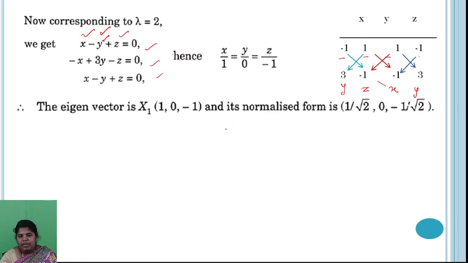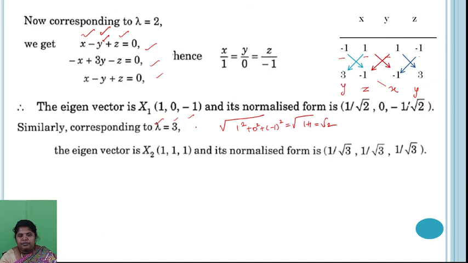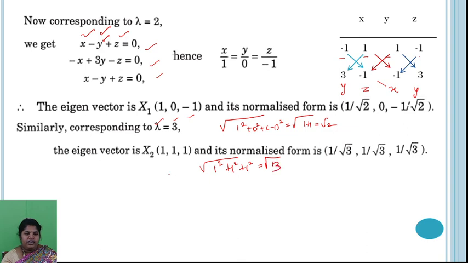To write it in the normalized form, we take the square root of 1 square plus 0 square plus minus 1 square, which is root of 1 plus 1, root 2. So divide by root 2 in each and every term of the eigenvector. We get 1 by root 2, 0 by root 2, minus 1 by root 2. Similarly, corresponding to lambda equal to 3, the eigenvector is 1, 1, 1, and for its normalized form we divide by the root of 1 square plus 1 square plus 1 square, which is root 3. So each and every term we divide by root 3.